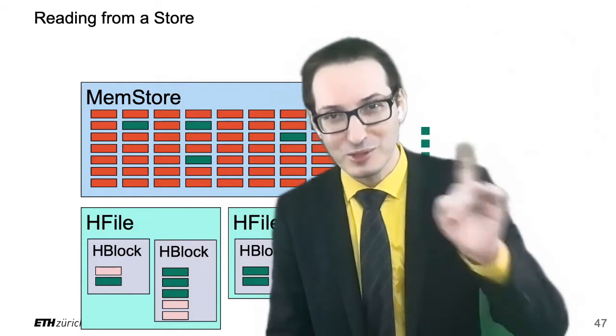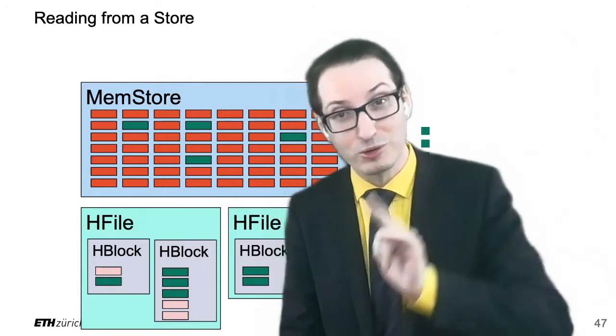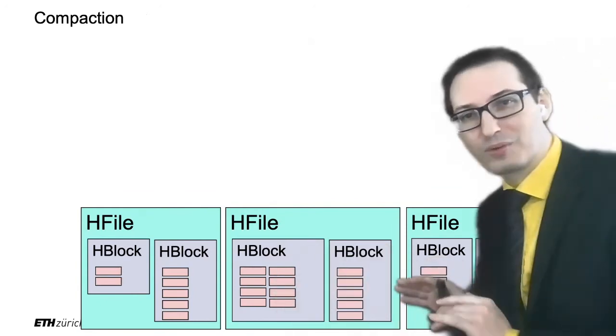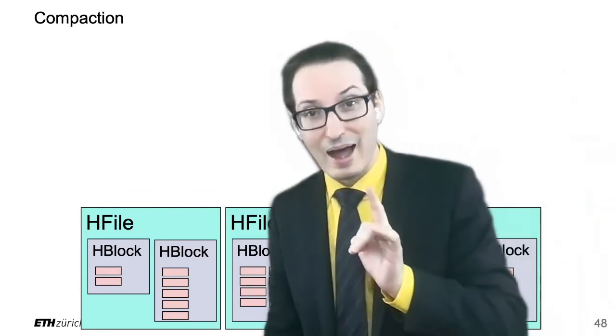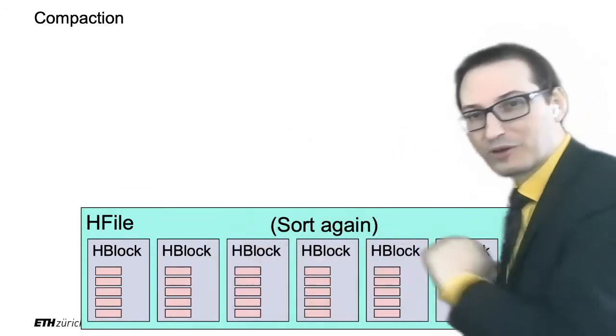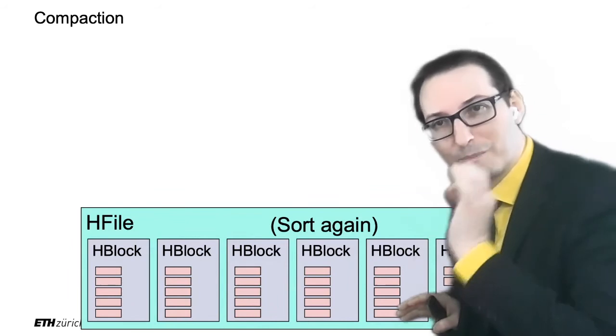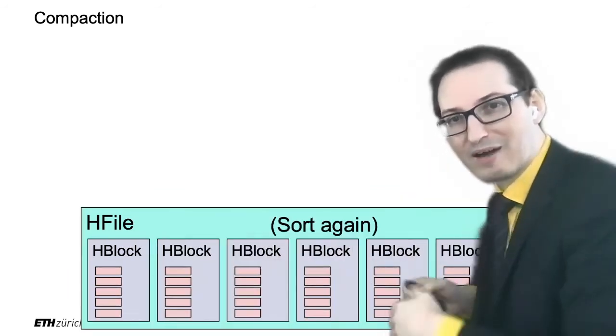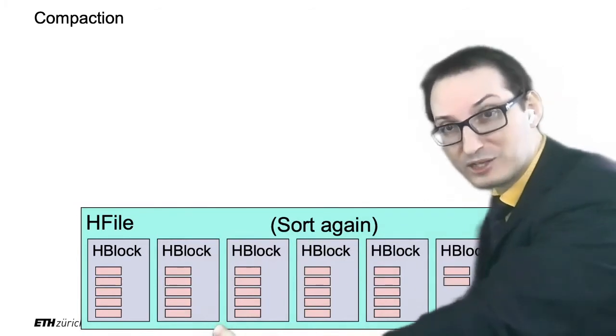So what do we do? There is something else besides the flush called the compaction. When I have too many H files, like here I have 3 of them, what can I do? I can merge them into a single big sorted H file. This is called compaction. So I had 3 separate H files. Now I have one single bigger merged H file.